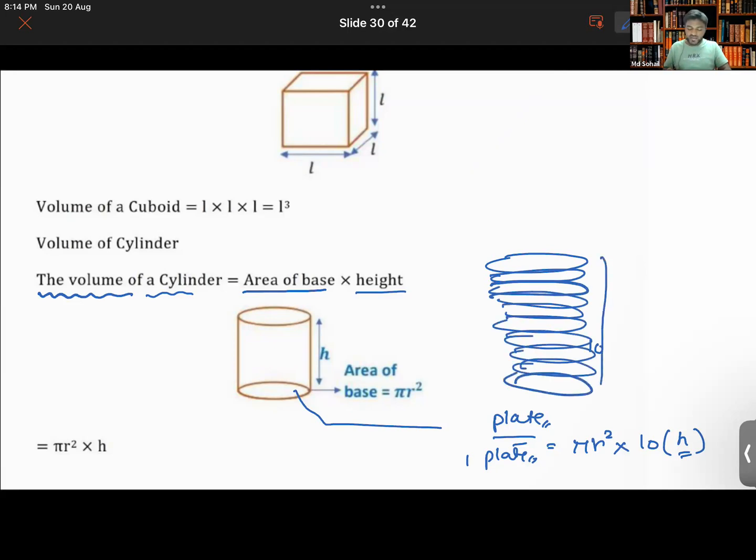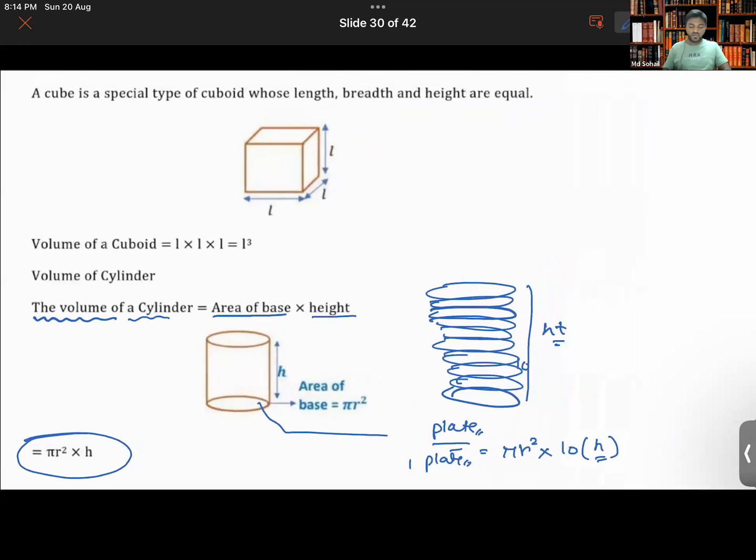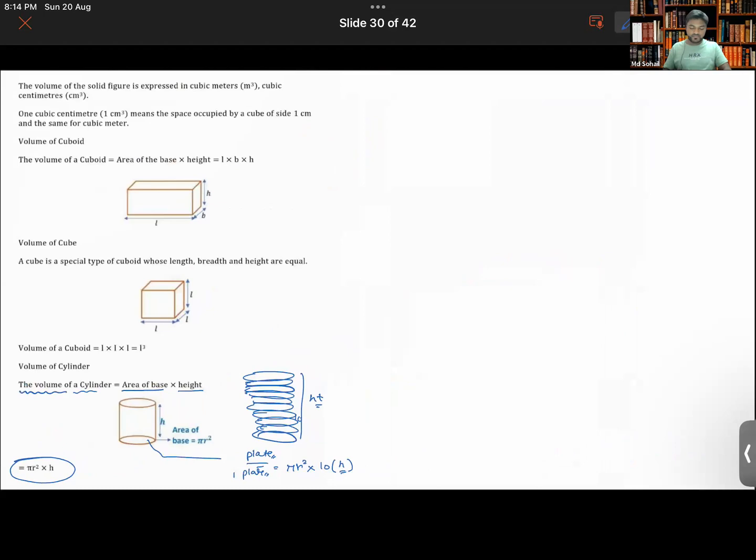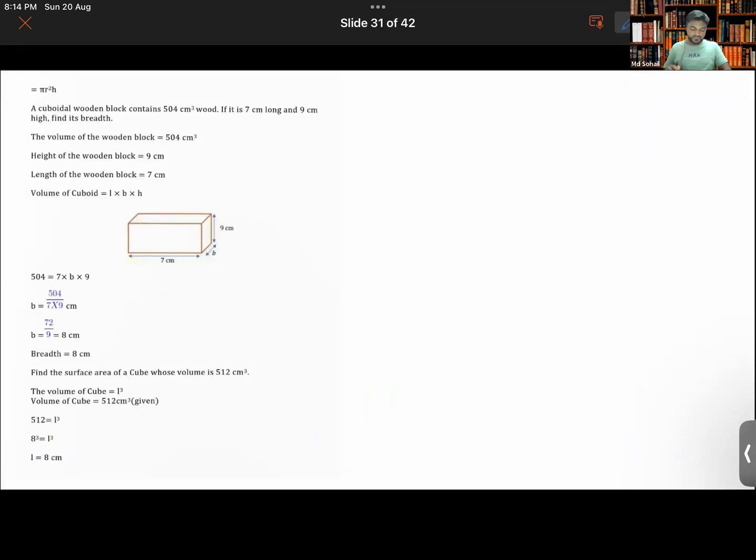Right now, so that will be the height of it. I hope it is clear to both of you, Arham and Arhan. So that is the volume of cylinder: pi r square multiplied by height. Okay, are we good to move ahead then? Yes, sir.